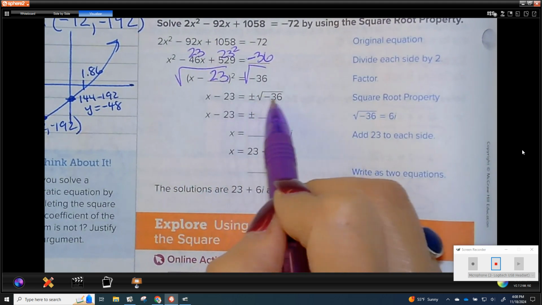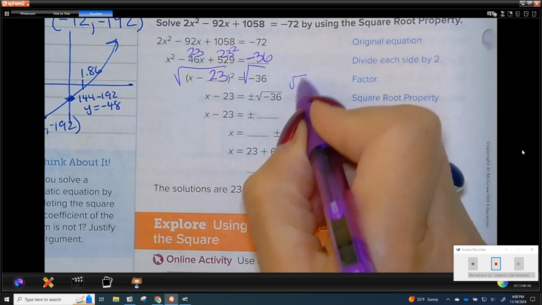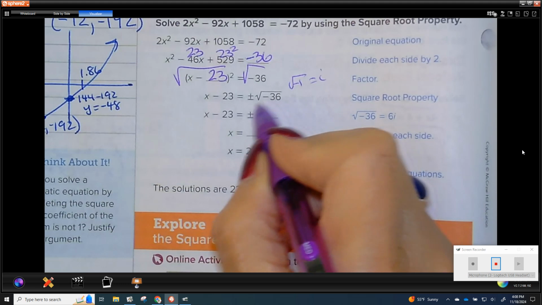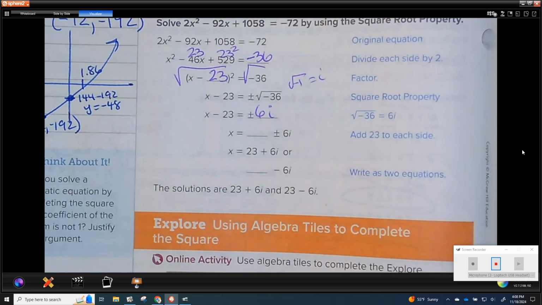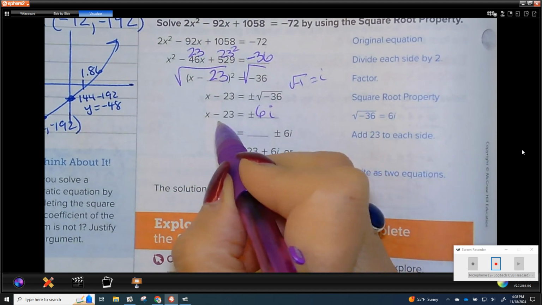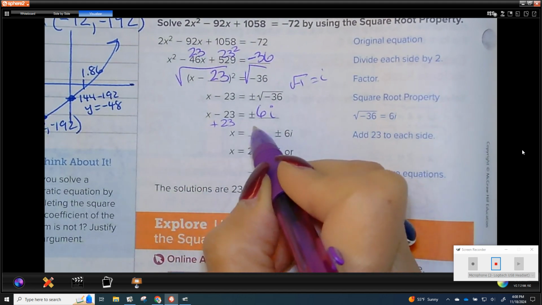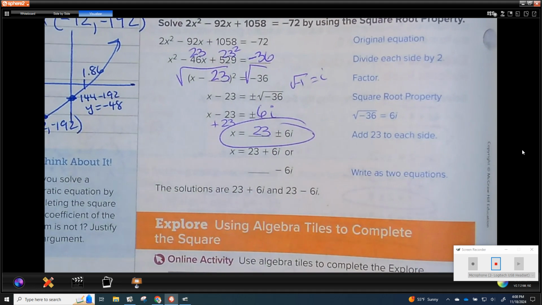Now this is an imaginary number, right? The square root of negative 1 is i, so there's going to be an i there. The square root of 36 is 6, so that is your answer. You have to add 23, and you could leave it like that. I would not write it out separately. 23 plus or minus 6i.